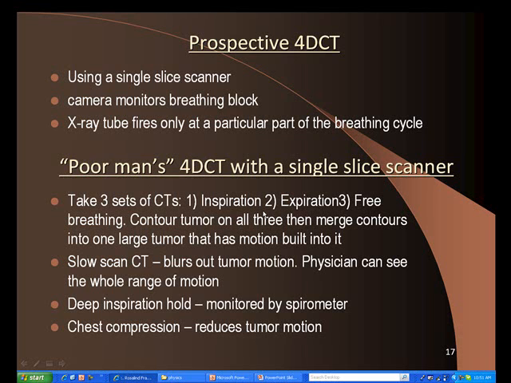Retrospective, don't mix these up. Retrospective is what we talked about before. 4D CT is 8 or more scans. Okay. So this takes a lot more data. 8 scans is going to be a lot of computer data. This is not going to be as much. So this is going to be a lot more computer data.